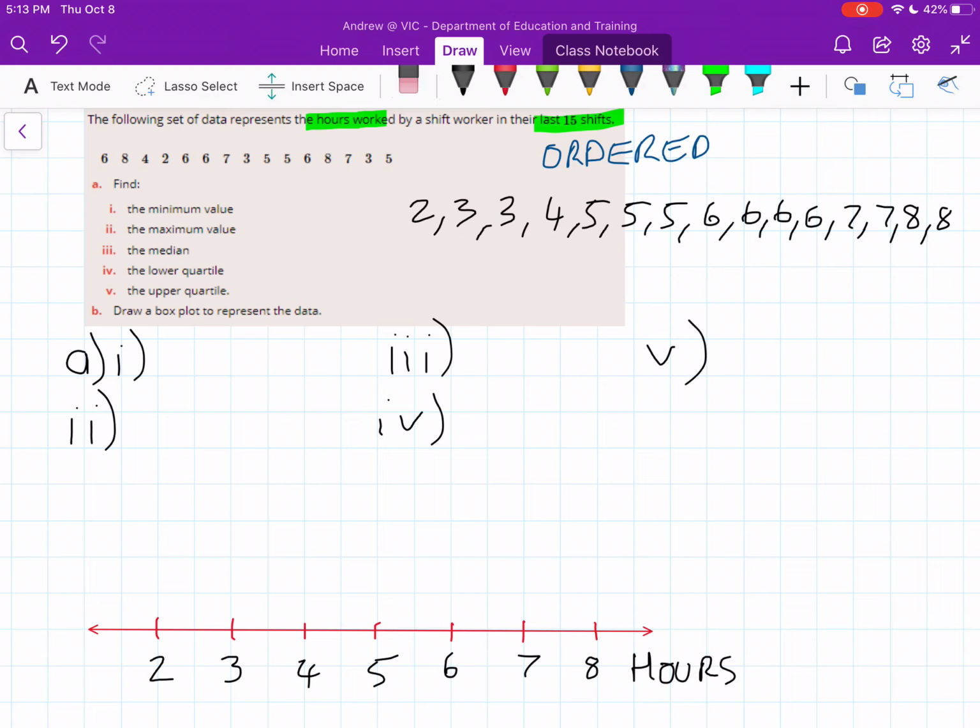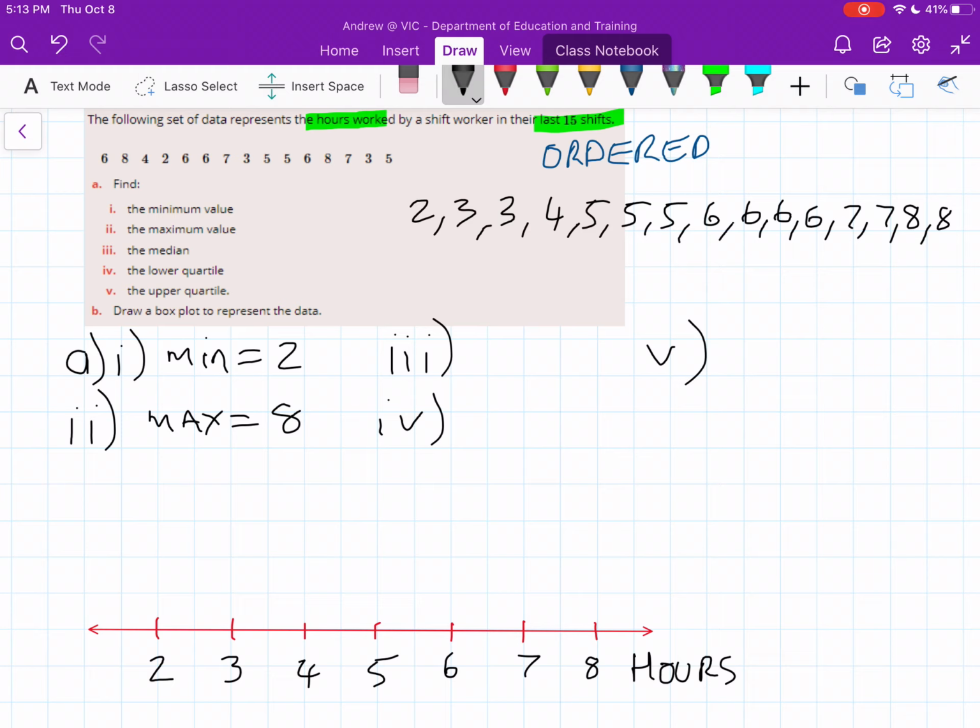So first it asks us to find the minimum value. Well, once it's ordered, this is really easy. The minimum is equal to 2. It's the smallest number we have there. Alright, part 2, find the max. Well, yet again, once it's ordered, it's very easy to do. This is 8.